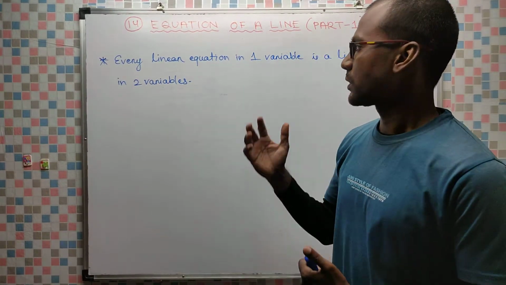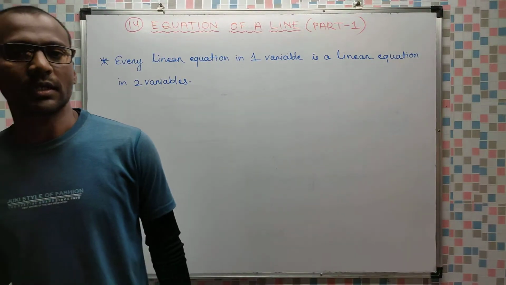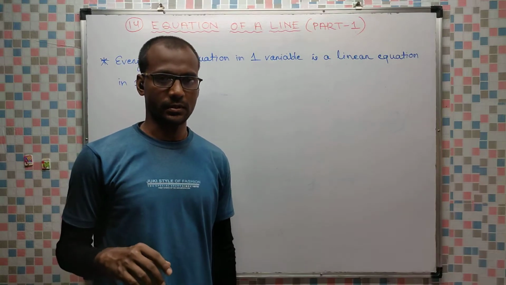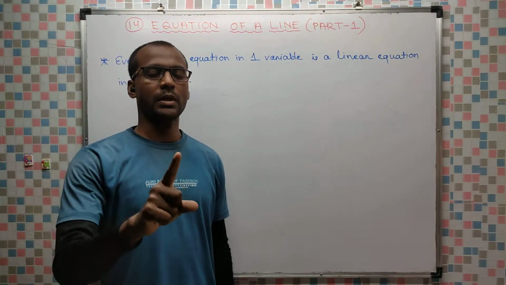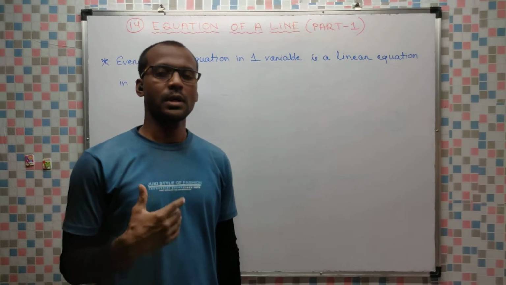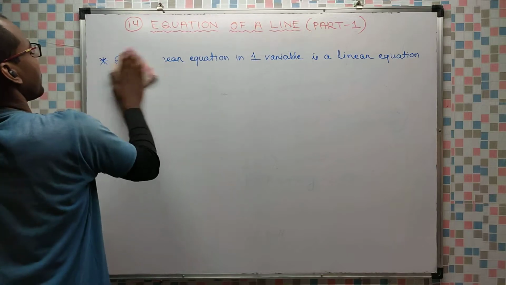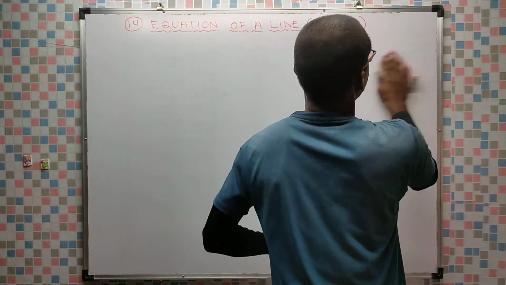Then I moved to linear equation in two variables. Now let us see, a given linear equation in two variables has how many solutions? From the beginning, I told that a linear equation in one variable has only one solution, unique solution. Now let us go for two variables. Let us take a very simple example and check how many solutions it can have.